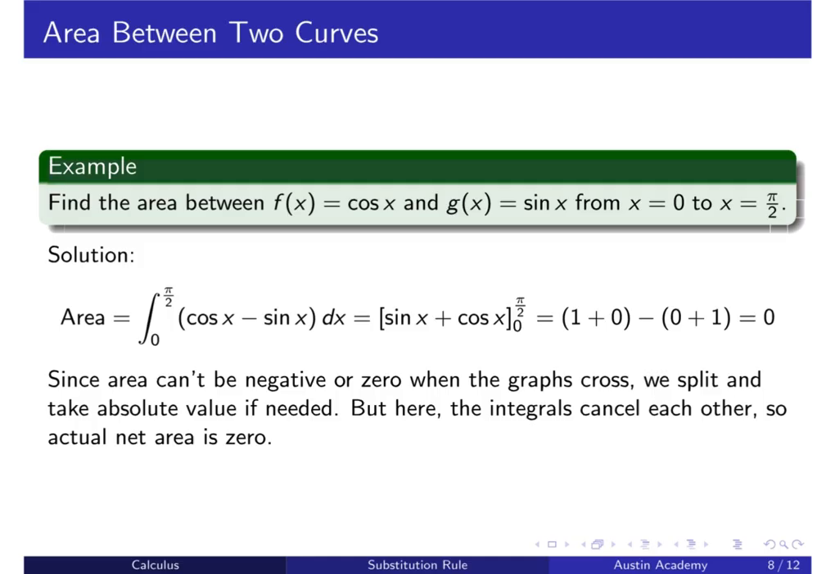At pi over 2, sine is 1 and cosine is 0. At 0, sine is 0 and cosine is 1. So, total is 1 plus 0, minus 0 plus 1, which equals 0. Since the graphs cross, the net area is 0, but if we wanted total area, we'd split the interval and take absolute values.